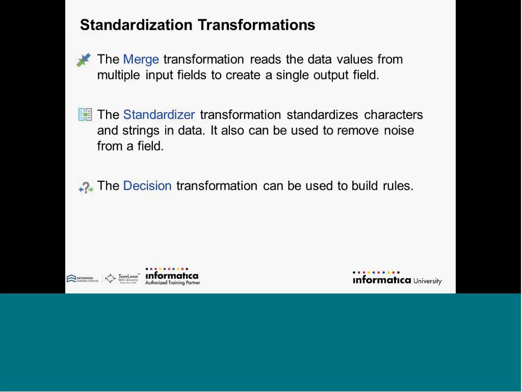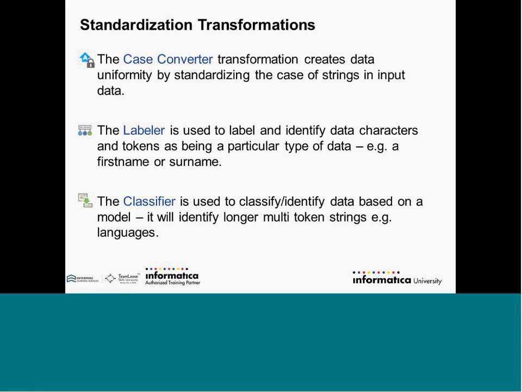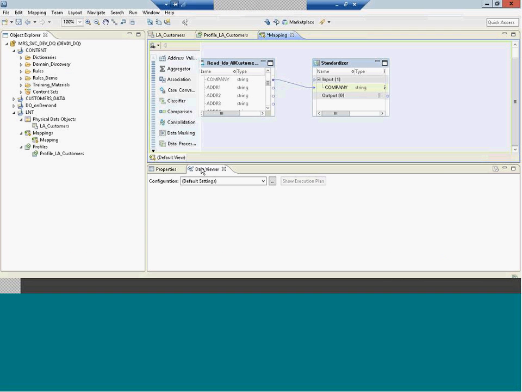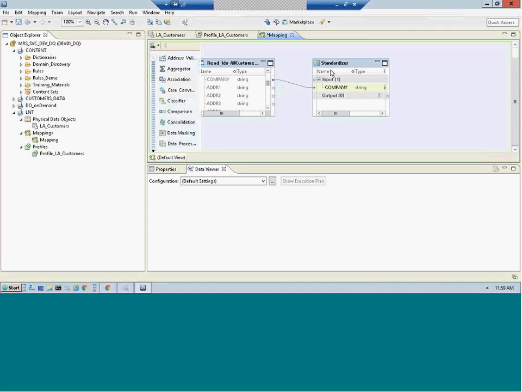As part of the classroom agenda, I put in a standardizer, where we are going to remove the noise from the field. I'm also going to talk about a labeler. Let me show you how things look in this case. I put a standardizer transformation here, where my idea is to check for the completeness, conformity, consistency, and accuracy of the data. So, the challenges we are going to understand.